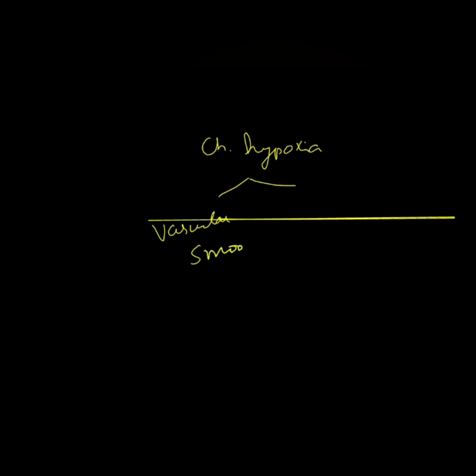Now, whenever a person is exposed to chronic hypoxia, two things can happen. The first one is proliferation of your vascular smooth muscles, which is ultimately going to cause pulmonary hypertension. The other is a reduction in the levels of nitric oxide. Nitric oxide basically is a vasodilator, so when the levels reduce, obviously it can cause vasoconstriction.